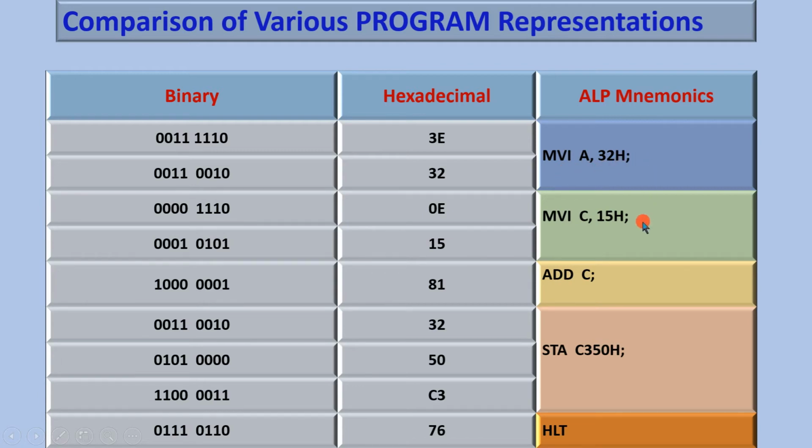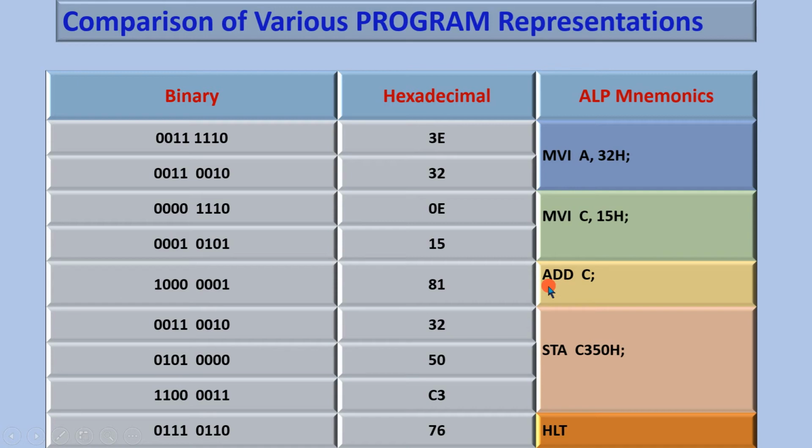Similarly, I have taken another simple example. Here, move immediate register C 15. That means this 15 will be moved to register C. The two instructions are the same, only the register is C. So with this, the number 32 will go into the accumulator, and with this instruction the number 15 will go to register C.